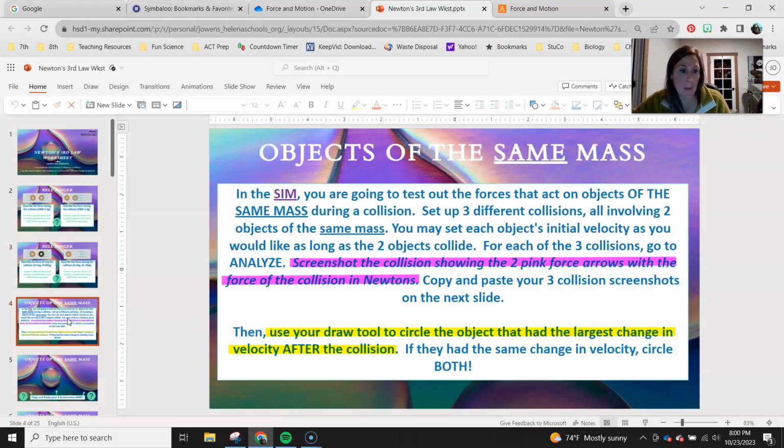We're going to do a little sim practice to help you get in the right mindset. The first thing you'll be doing is objects of the same mass. Here's your link to the sim. Right click that whenever it decides to pop up for me, and open the sim link. You're going to explore forces that act on objects of the same mass during a collision.